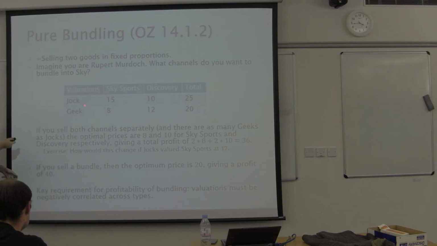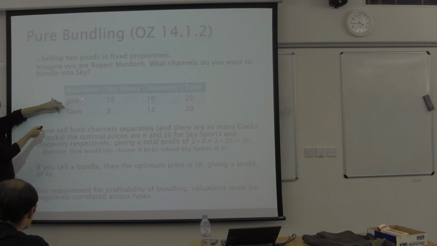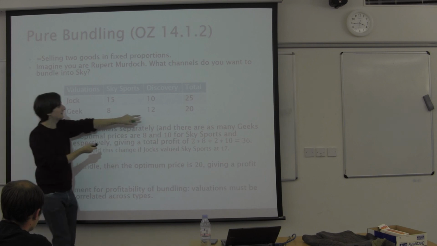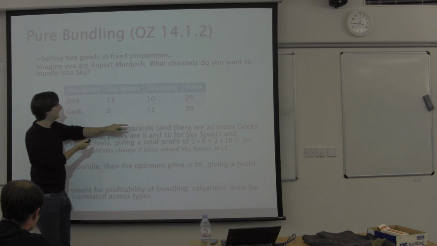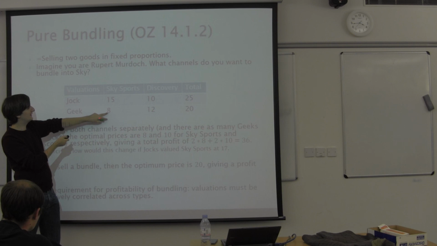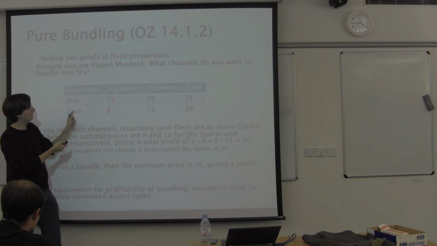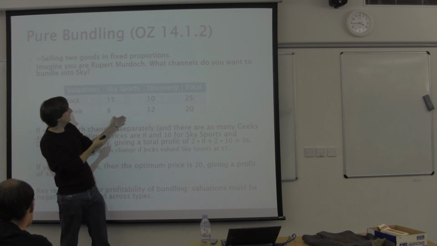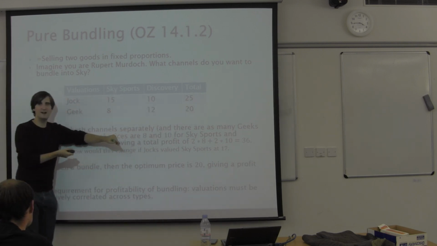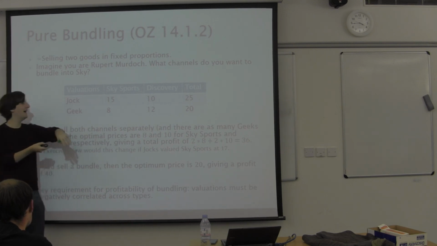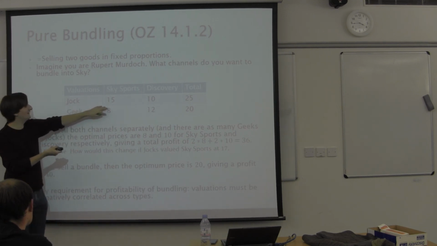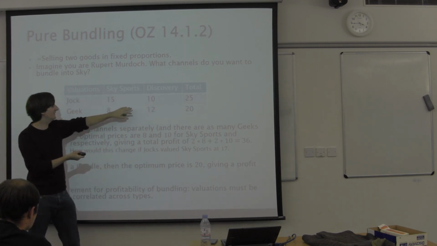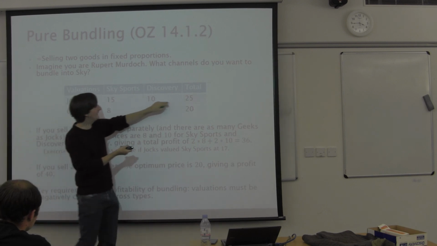And here's a kind of silly example. So imagine we're two types of consumers, we're jocks and geeks. I'm a geek, okay, so I value Discovery Channel at 20, and I don't really care about sports, so I value Sky Sports at 8. So my total amount I'm prepared to pay for both Sky Sports and Discovery is 28. Maybe you rebels sitting at the back are jocks. You value Sky Sports at 15, but you don't really care about the Discovery Channel, maybe you value that at 10. So your total value is 25.